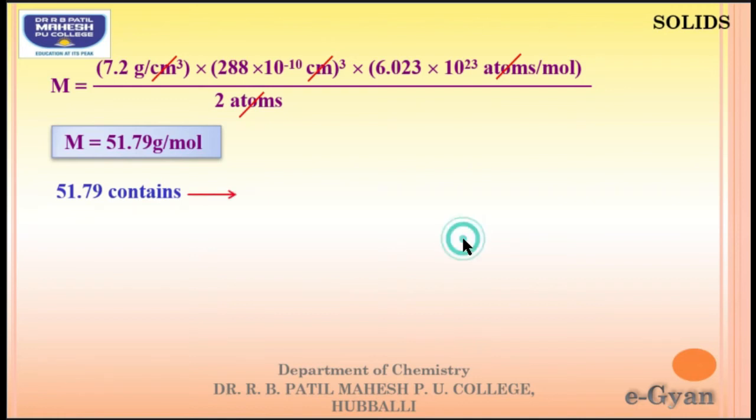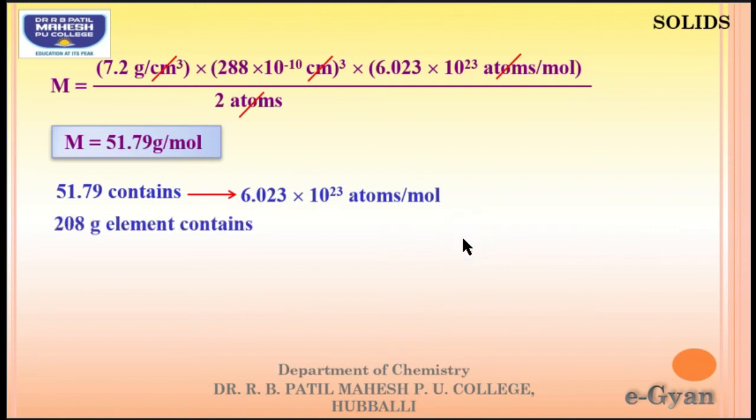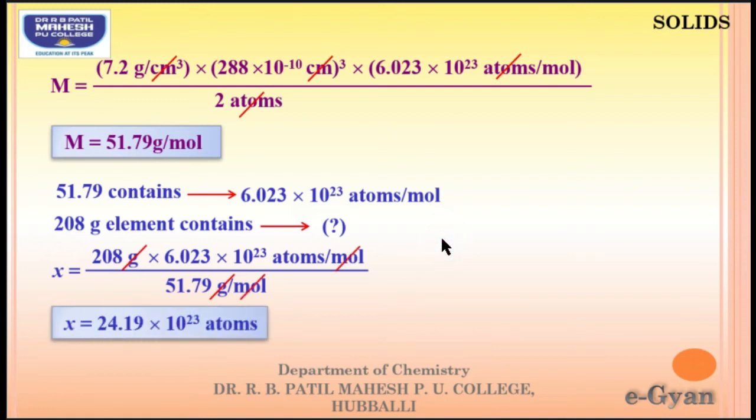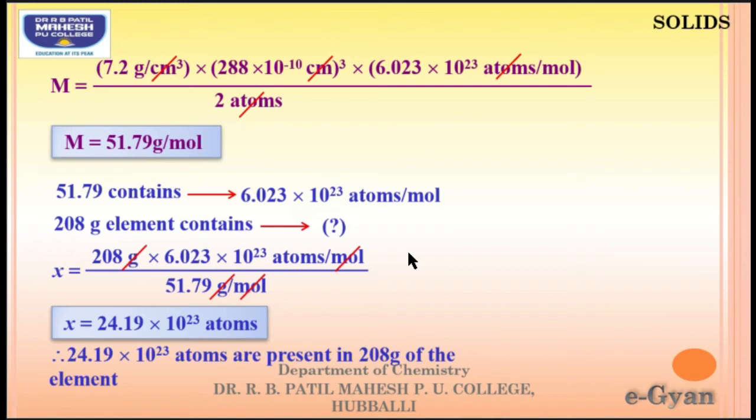51.79 grams contain Avogadro number of atoms. But what has he asked? He has asked for 208 grams of the element. So 208 grams of element contains X. So X is equal to 208 into 6.023 into 10 to the power of 23 divided by 51.79. Just I have done the simple cross multiplication. On solving, X will be 24.19 into 10 to the power of 23 atoms. Hence 24.19 into 10 to the power of 23 atoms are present in 208 grams of the element.